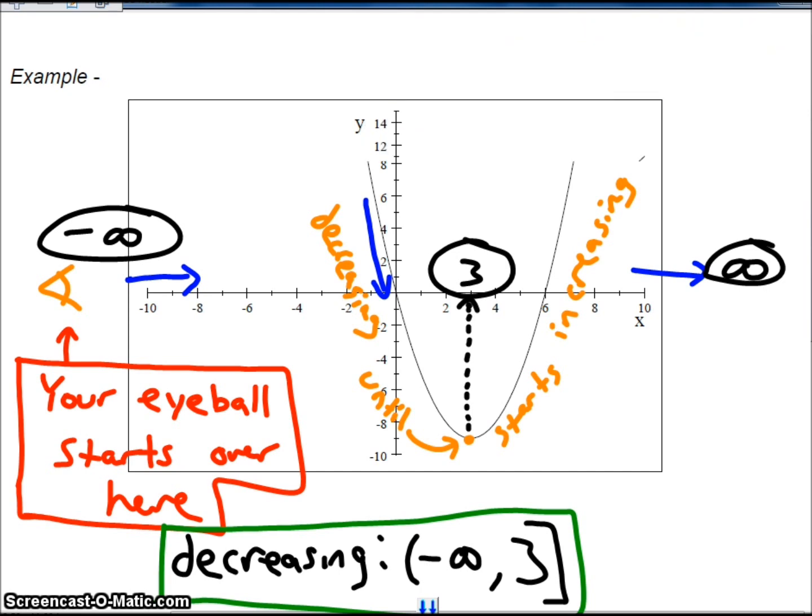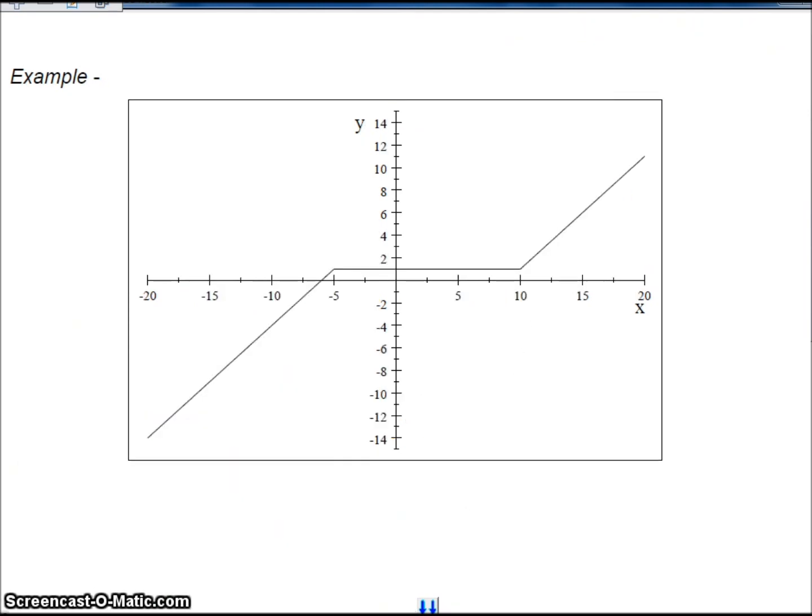All right, let's try another one. So here's an interesting looking graph. Again, it looks like you have parts going down and parts going up, but actually once we analyze this graph correctly, we will realize it never decreases. It's always increasing or constant. So again, we have to make sure we start from the very left-hand side of our graph. So we're starting from -infinity.